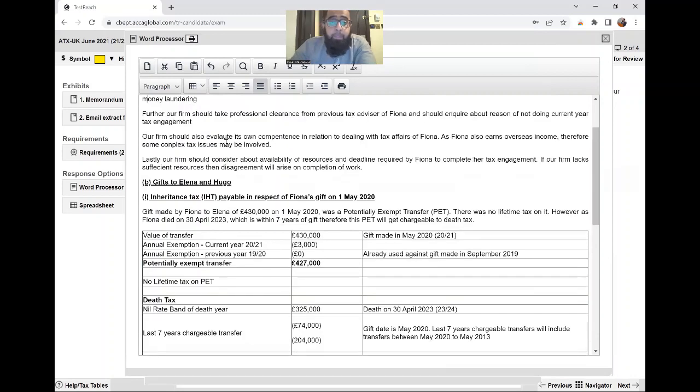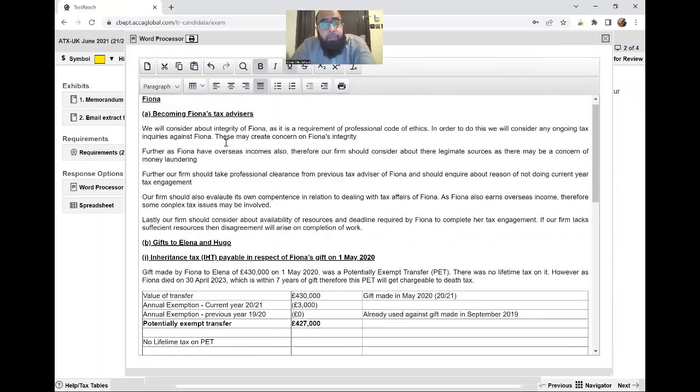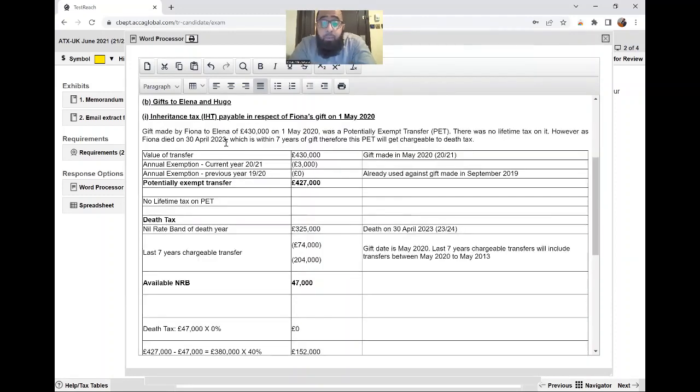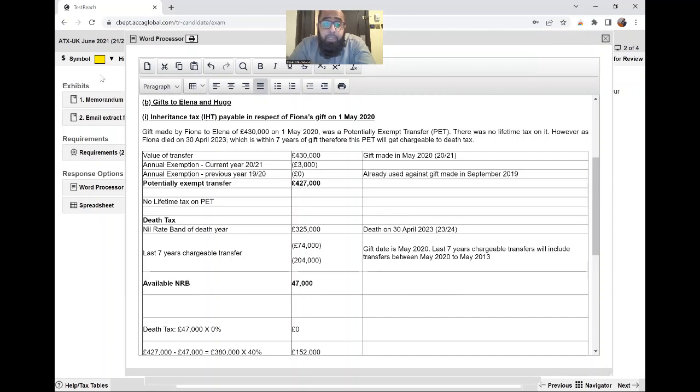Let's look at it. The first part was very easy: what are the matters or actions we will take before accepting Fiona's tax engagement. So ethics requirements, I don't feel them difficult. I think they are pretty much straightforward as these are routine requirements. Then there was part B1. These 3 marks were also very easy.